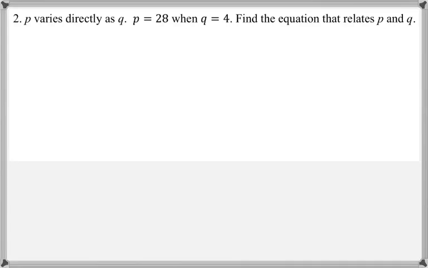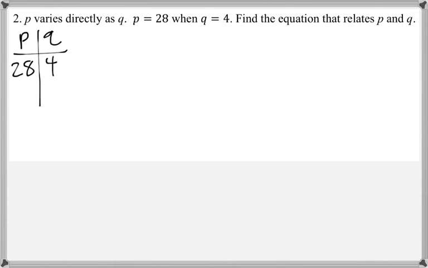Question 2 says P varies directly as Q. P is equal to 28 when Q is equal to 4. Find the equation that relates P and Q. So if I make a chart of P and Q, I have 28 and 4.